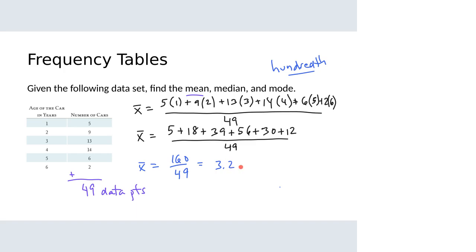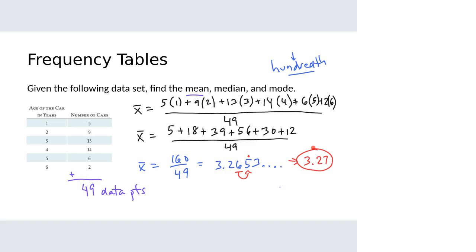There, 3.2653, and that keeps going. And we were told to round to the nearest hundredth. And so we'll find the hundredths place, which is 2 past the decimal. We'll look 1 space to the right. Since that's 5 or larger, we'll round this up. And our mean then is going to be 3.27. The mean age of the cars in that parking lot is 3.27 years.